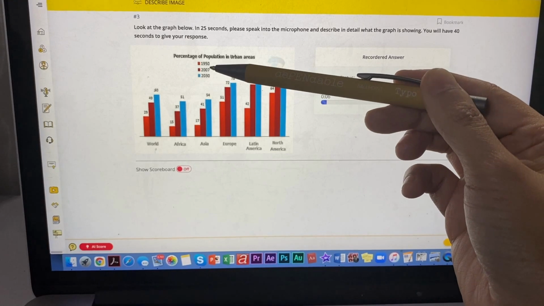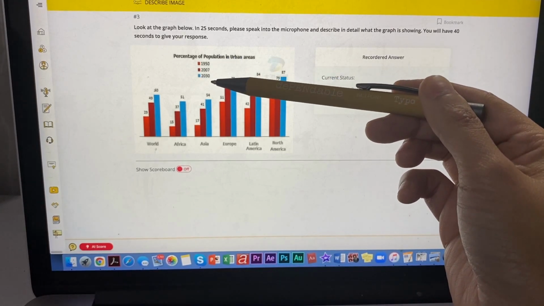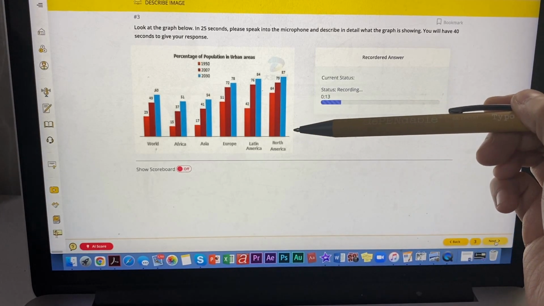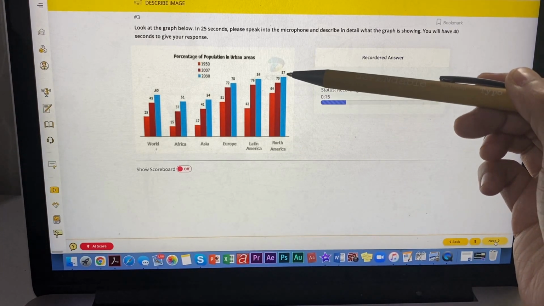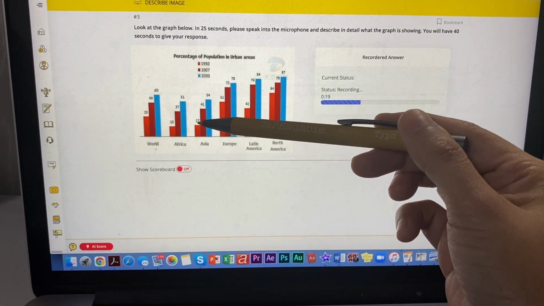It also presents many important information such as 1950, 2007, and 2030. According to the picture, the maximum is North America, which can be seen at 87. In contrast, the minimum is Asia, which can be seen at 17.